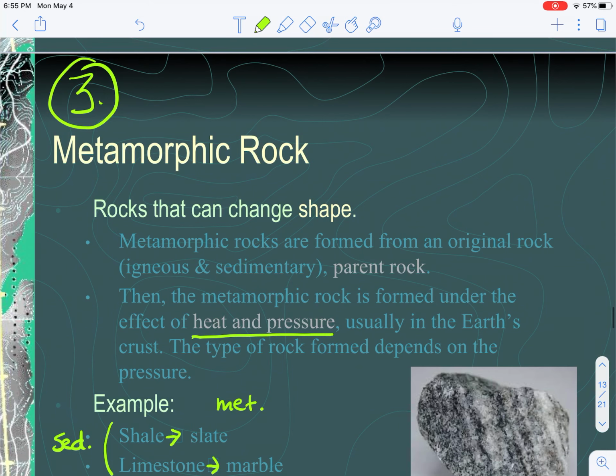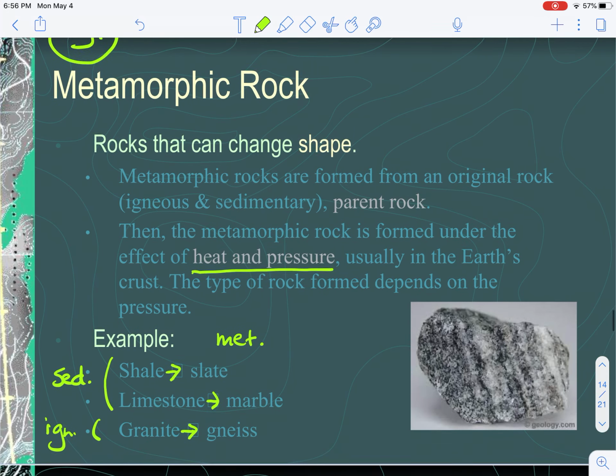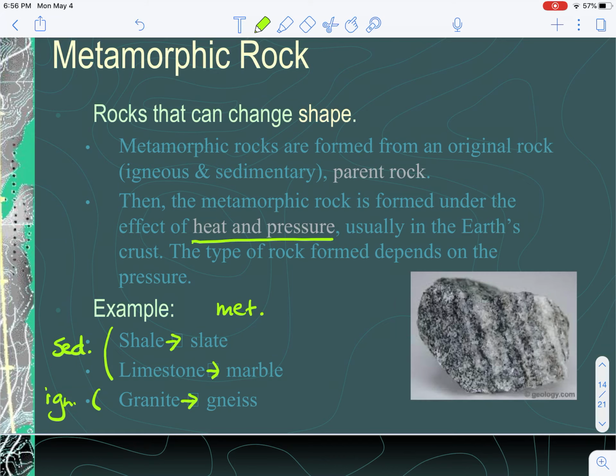So we often find, like this picture here of a trilobite, we often find, or plants, we often find those in limestone. Okay, last kind of rock is metamorphic.